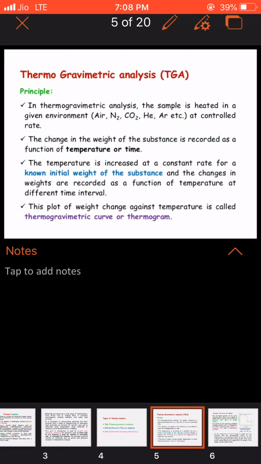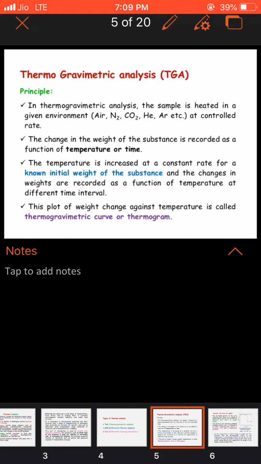So when you supply heat to that material under this particular environment, there will be a change in the weight of the substance, and it is recorded as a function of temperature or time. So the temperature is increased at a constant rate for a known initial weight of the substance. And the changes in weight are recorded as a function of temperature at different time intervals.